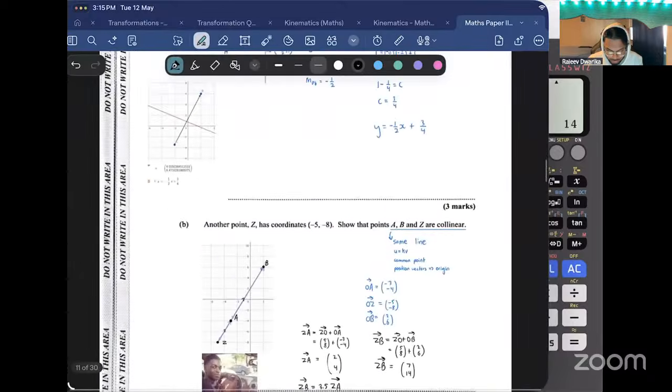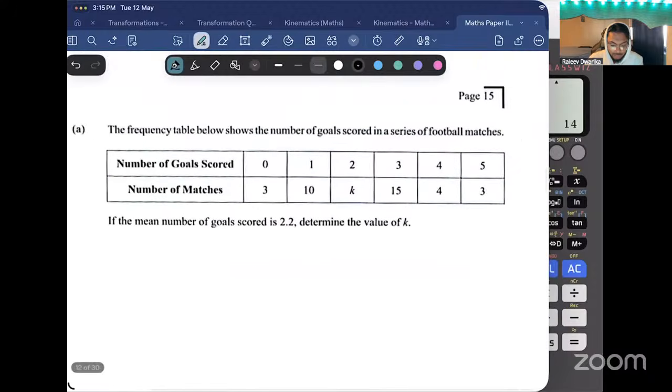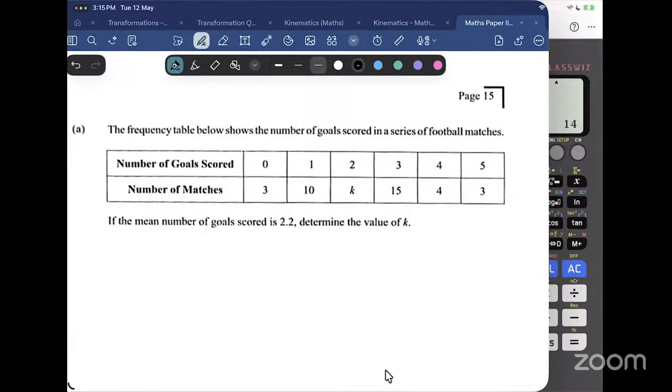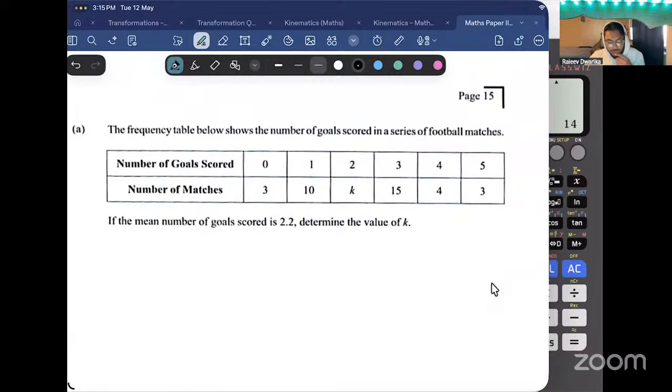Wow, that's crazy. The frequency table below shows the number of goals scored in a series of football matches. Anybody want to help me with this? To be honest, I didn't actually get this one. If the mean number of goals is 2.2, determine the value of K.